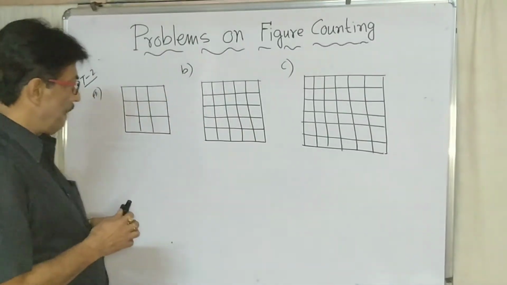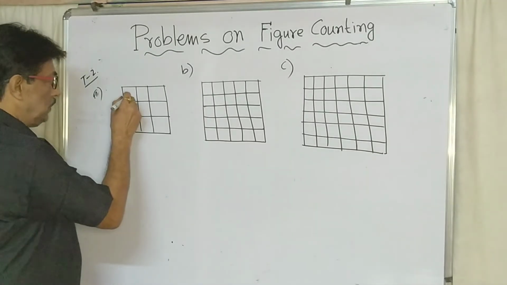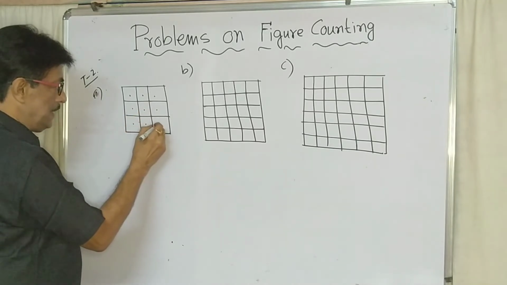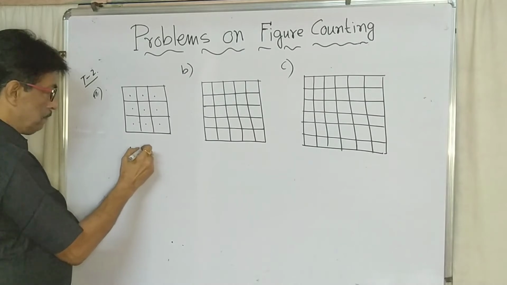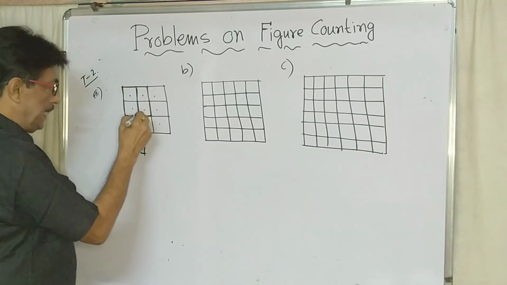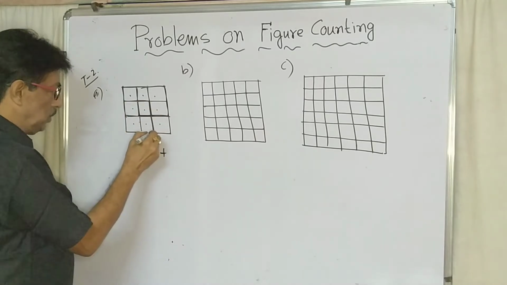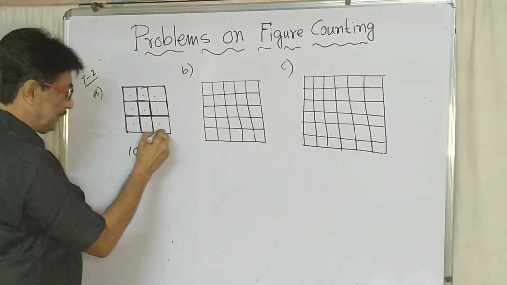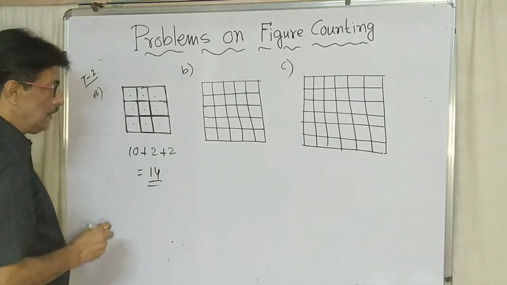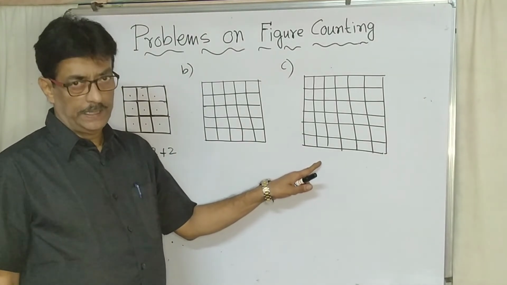Go from the base. If they give a very small figure, we can manage it. 1, 2, 3, 4, 5, 6, 7, 8, 9, and the total is 10. Plus, if I take 2 by 2, we can get another square, so another 2. Plus, if I take this 2 by 2, we can get another square. Plus 2, so your number of squares will be 14. But in this case, you cannot manage in this way, so you have to learn the trick.